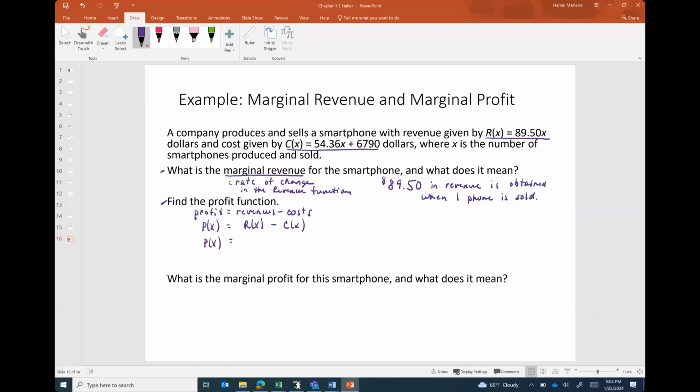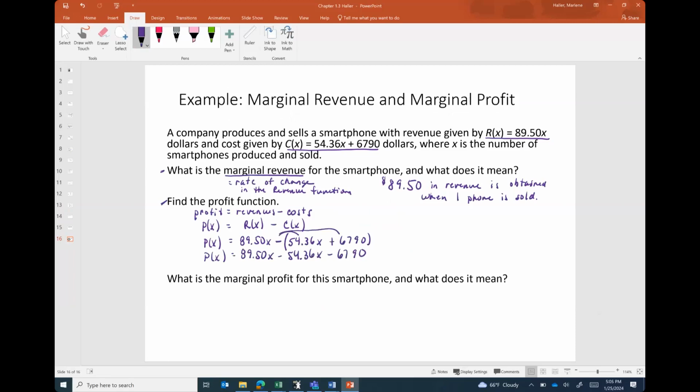Let's plug in that revenue function and that cost function and simplify, then we'll have our profit function. So P of x is going to equal R of x, which is 89.50x, then minus the cost function. I want to make sure I put that in parentheses because there's more than one term, right? And the cost function is 54.36x plus $6,790. Let's simplify that a little bit. We should distribute this negative. So then our profit function will be 89.50x minus 54.36x, and then also minus 6,790.